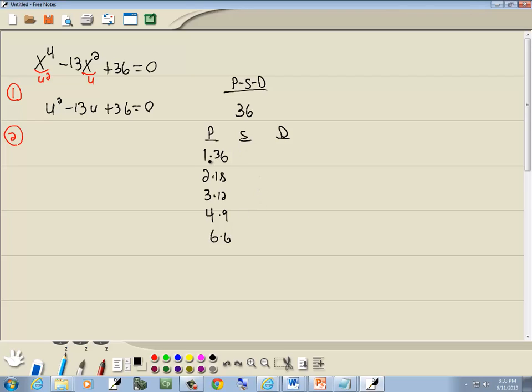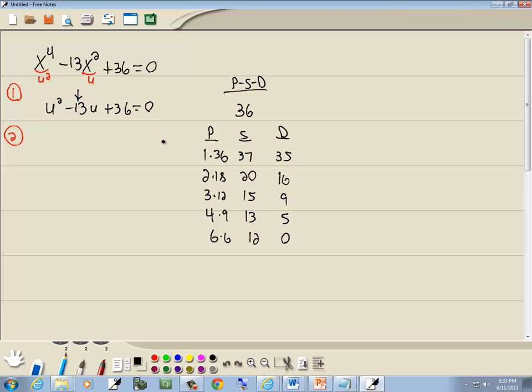The S column, we add these numbers together. 1 plus 36 is 37, 2 plus 18 is 20, 3 plus 12 is 15, 4 plus 9 is 13, 6 plus 6 is 12. Difference column, subtract smaller from larger. 36 minus 1 is 35, 18 minus 2 is 16, 12 minus 3 is 9, 9 minus 4 is 5, and 6 minus 6 is 0.